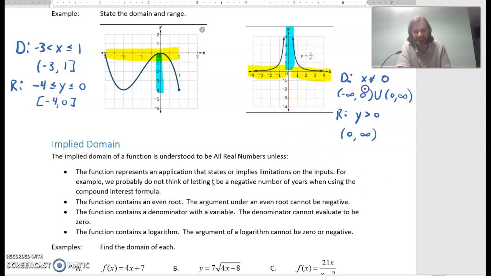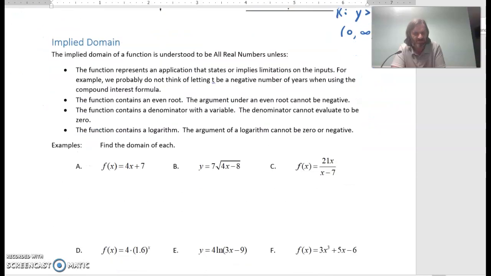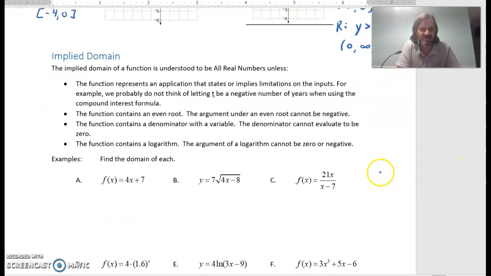Okay, so if you got a graph, it's not too hard to tell which x's are used and which y's are used and relate that to domain and range. But what I want to talk about now is implied domain. So if you don't have a graph, you usually probably have some type of algebraic function, and in that case you kind of have to read it to determine what the domain is. Now when I talk about implied domain, there's a couple things that come to mind, and that would be where if you had an application problem and certain things don't make sense in the application.